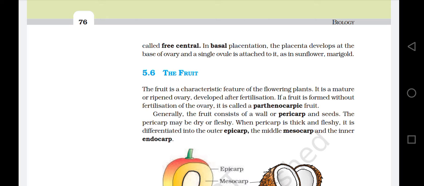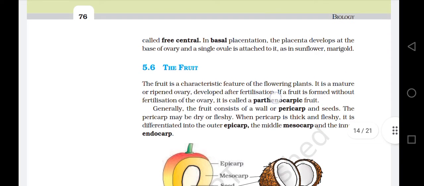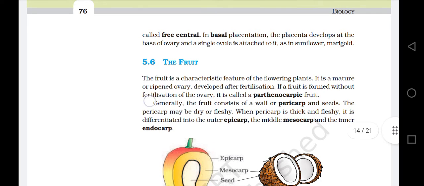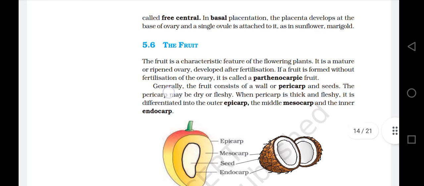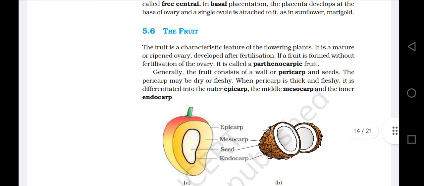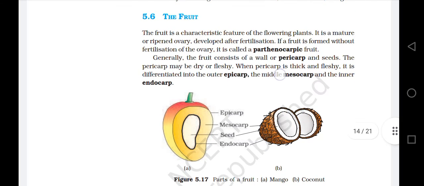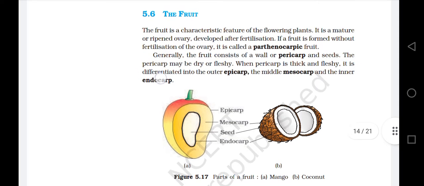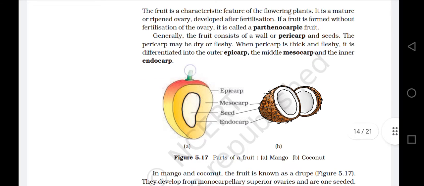It is a mature or ripened ovary developed after fertilization. If a fruit is formed without fertilization of the ovary, it is called parthenocarpic fruit. Generally, the fruit consists of a wall or pericarp and seeds. The pericarp may be dry or fleshy. When pericarp is thick and fleshy, it is differentiated into the outer epicarp, the middle mesocarp, and the inner endocarp.